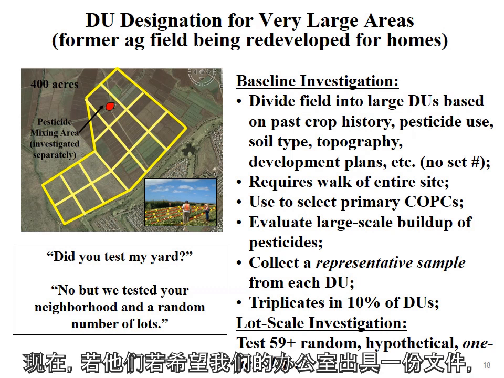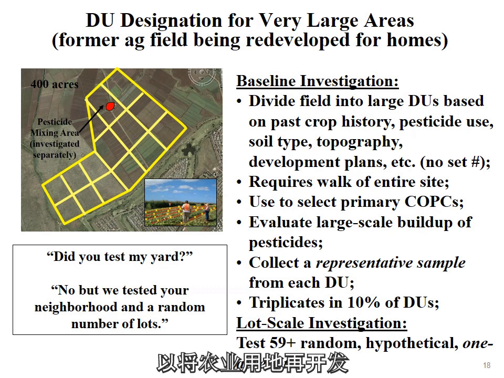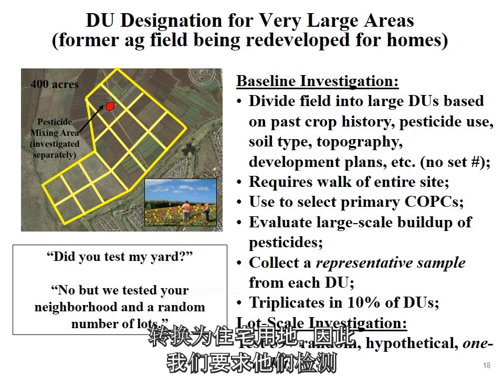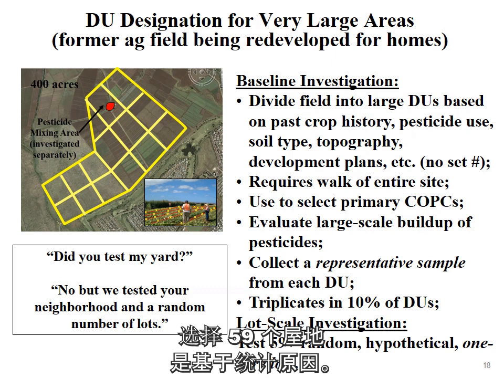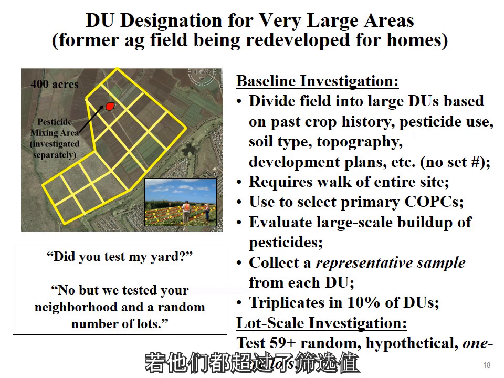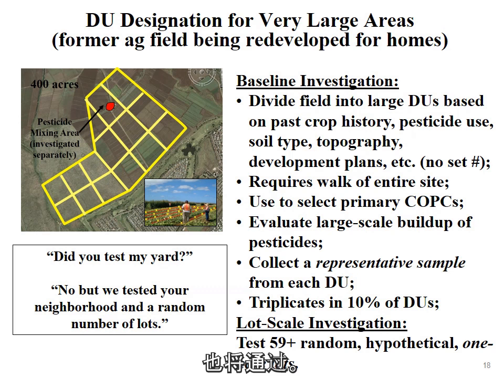Now, if they want a letter from our office, we require a better resolution of the investigation to redevelop ag land into residential use. So we require them to test 59 random hypothetical 1 acre house lots scattered throughout the targeted field. There's a statistical reason behind 59 house lots. If they all pass your screening level, then you can be 95% confident that 95% of the 1 acre lots you didn't test would also pass.